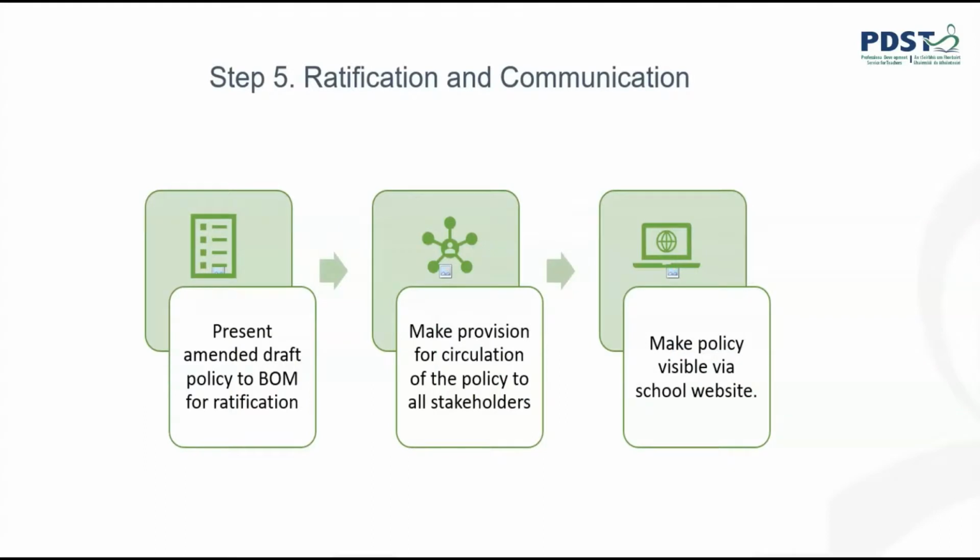Present the amended draft policy to the Board of Management for ratification. Make provision for the circulation of the policy to staff, parents, guardians, members of the Board of Management, and arrange to provide it to the parents and guardians of newly enrolled students. Communicate the ratified policy to all members of the school community. This might be done by including a summary statement in students' homework journals and by publishing the policy alongside supporting materials such as the programme outline and supports for parents on the school website under policies.